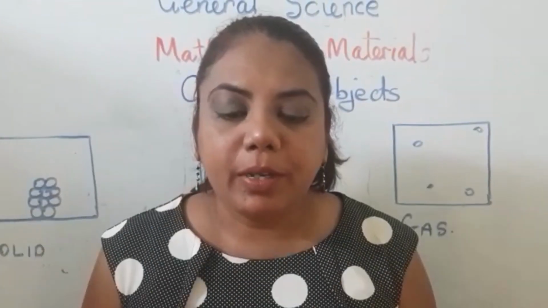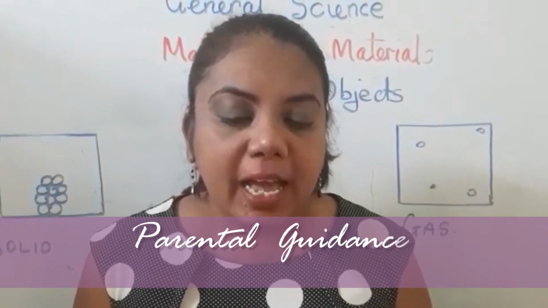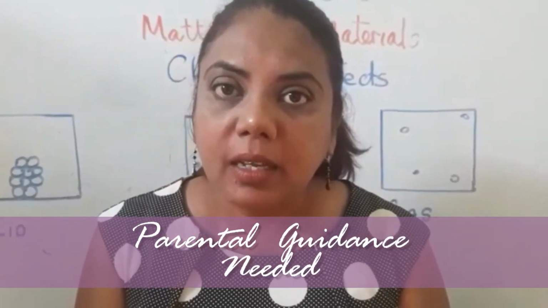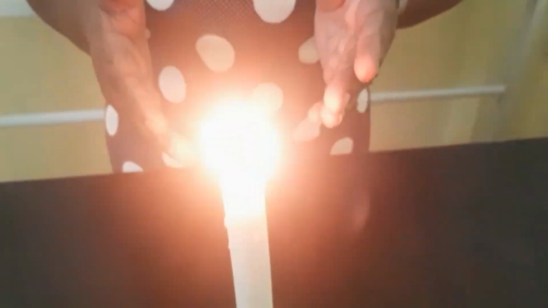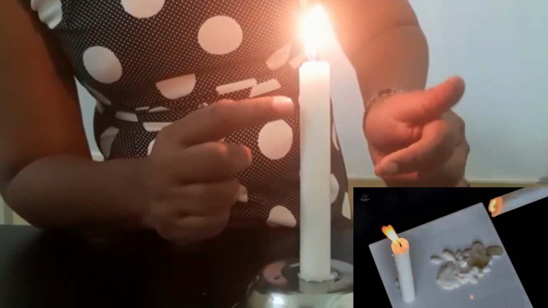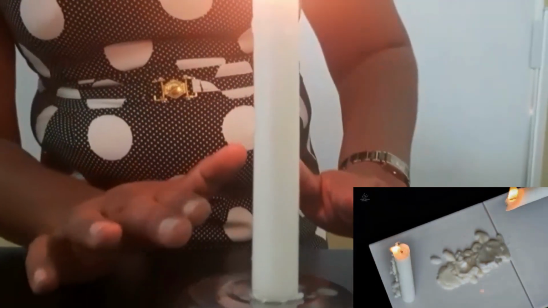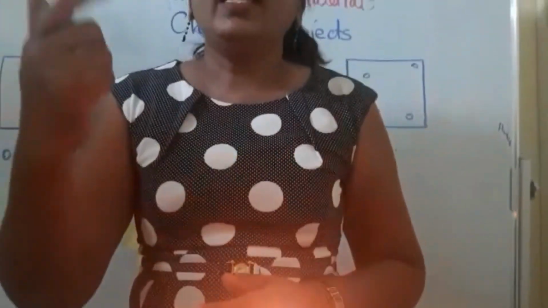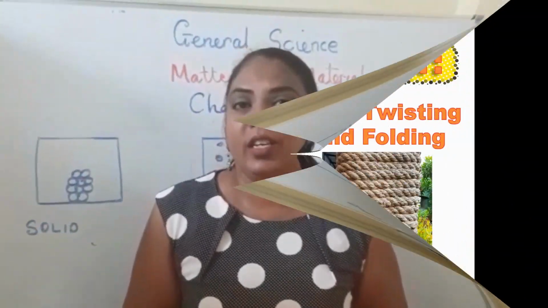In this experiment, we need a candle and a match. Here I lit a candle, and as you can observe, it begins to melt and it becomes smaller and smaller. We use candles in birthdays, weddings, and other happy occasions.